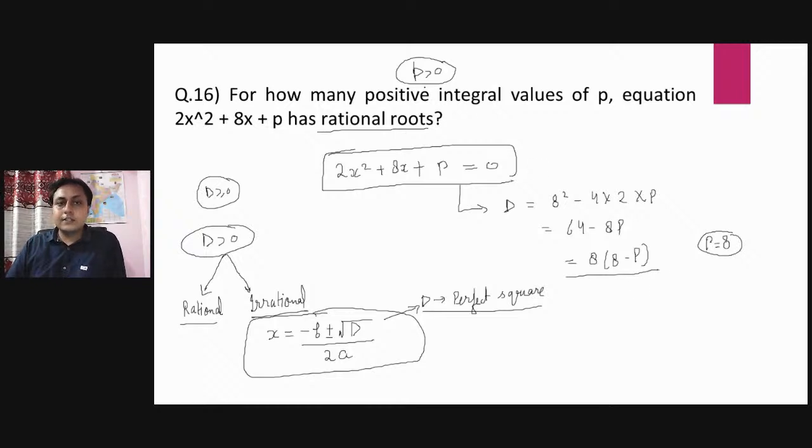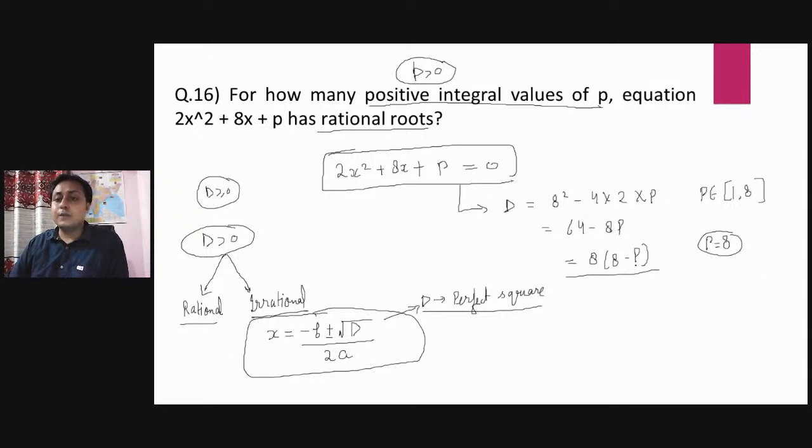It is also given that we want positive integral values of p. So p should be an integer, and positive integer means greater than 0. So we cannot take p equals 0, guys. Otherwise, most students think that when p equals 0 this is 64, a perfect square. But it is given that p is a positive integer, and 0 is not a positive integer. So p is an integer between 1 and 8. p cannot be more than 8, otherwise this becomes negative and the roots are imaginary.